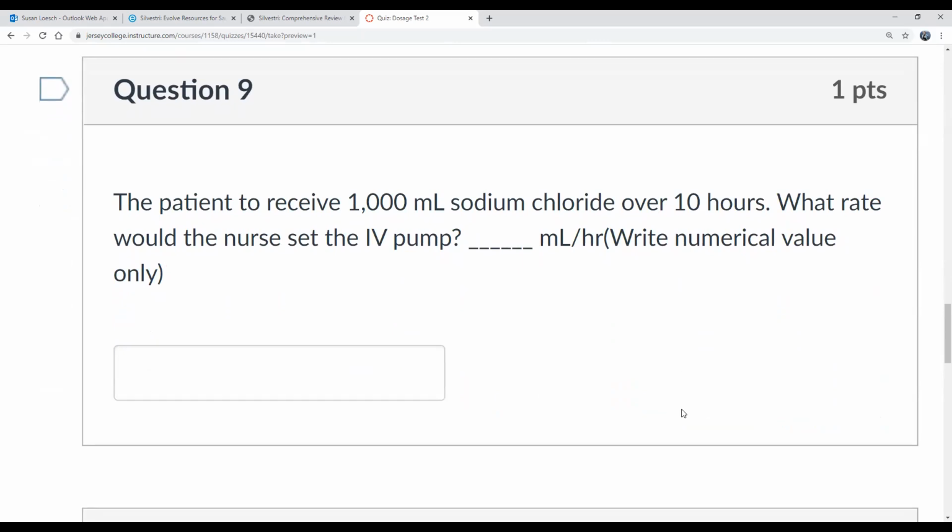You'll see one of these on there, except it might say 17 hours. It might say a lot more hours or a lot less. The math is the same. So what is it asking you? Milliliters per hour. So what do you need for this? Volume divided by time in hours. Everybody got that?